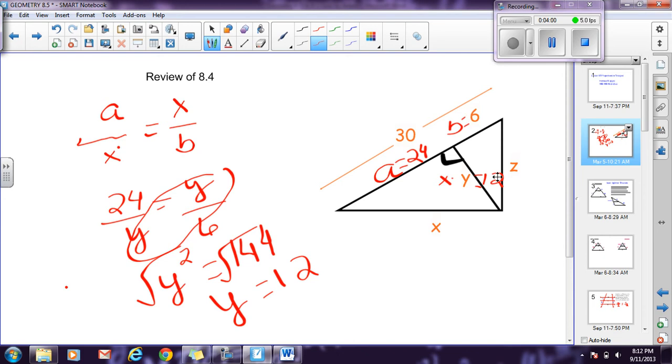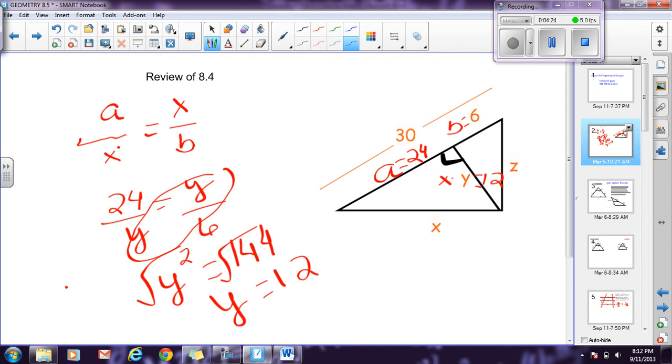So now I have this is 6 and this is 12, and I still have to find out what x is and what z is. Now, this is what I would do. Do you see that you have here two sides of this right triangle and then two sides of this right triangle? Well, you know that the Pythagorean theorem says that if I have two sides of a right triangle, I can find the third side by using the theorem a squared plus b squared equals c squared. So that's what I'm going to do.